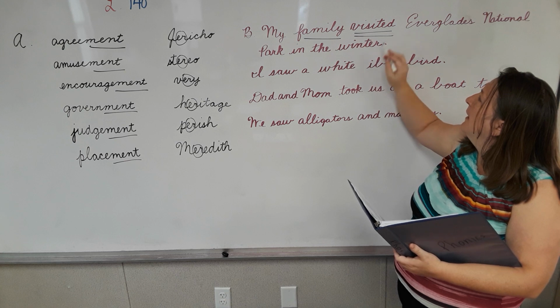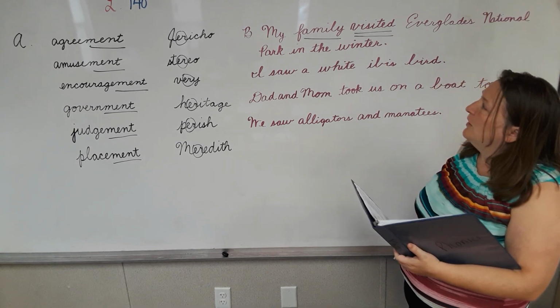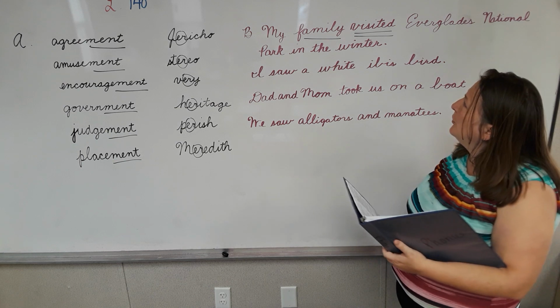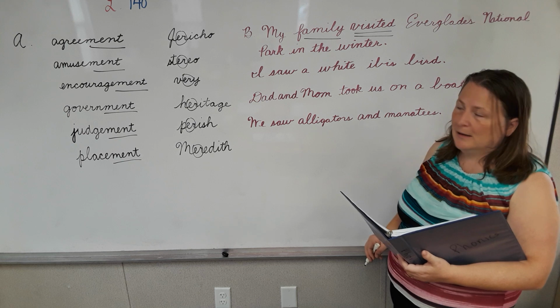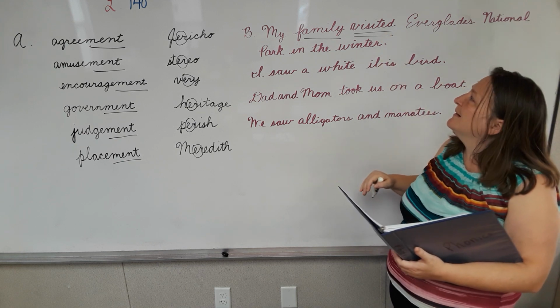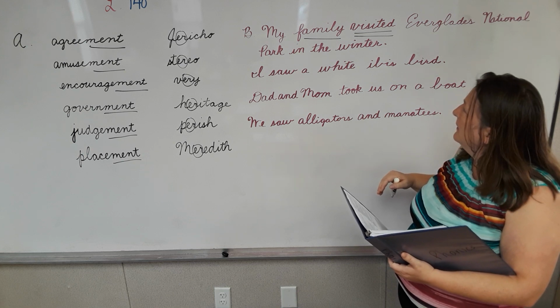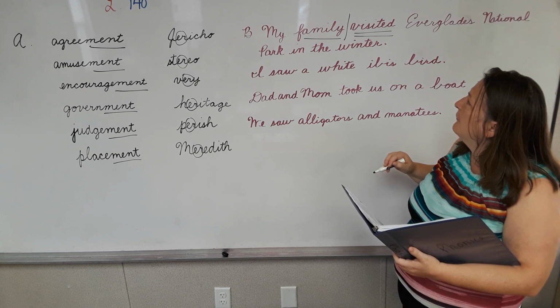How do I know family is the subject? Family is a subject because family answers the question who or what. Who visited? Family. How do we know this is the verb? Because it tells what the family did. And we divide the subject and the predicate between the subject and the verb.